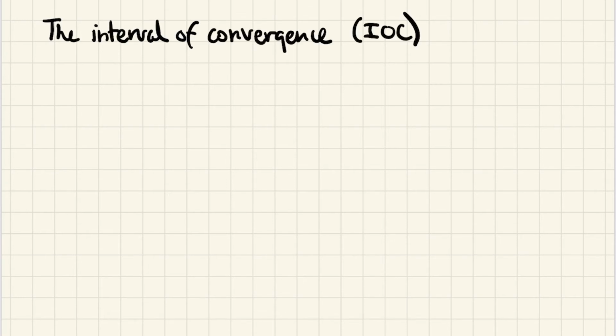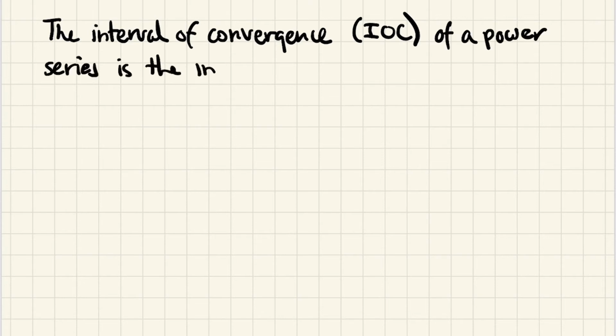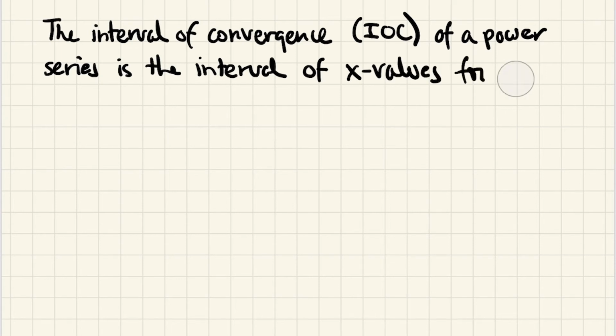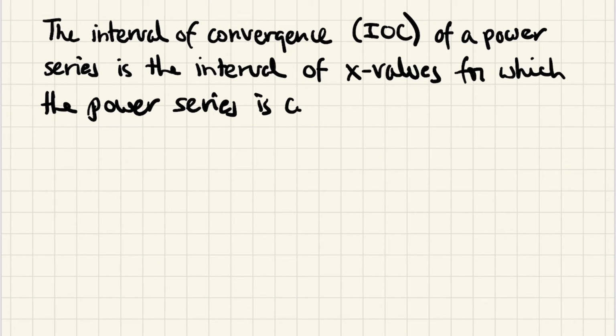Okay, so the interval of convergence, which I often abbreviate IOC, is the interval of x values for which the power series is convergent.